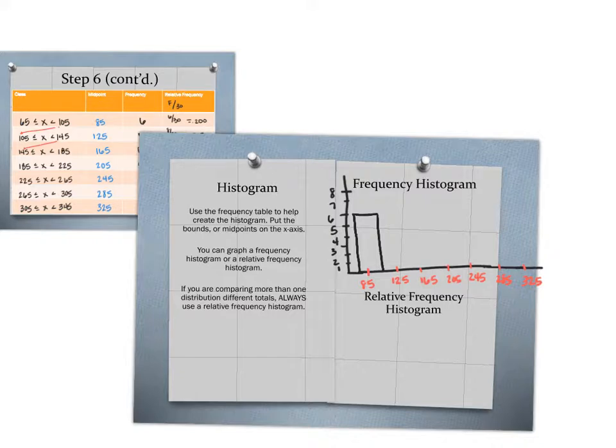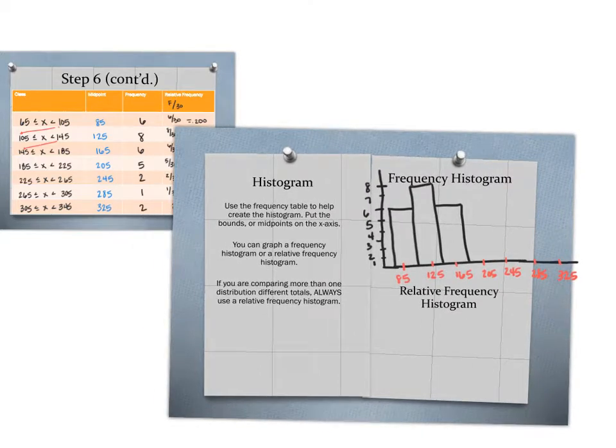The next one has 8. The next class has 6. Notice that there are no gaps here because this is continuous data, and the intervals must connect to each other. The next one has 5, followed by 2, 1, and then 2. And here's the histogram, or the frequency histogram, for this data.